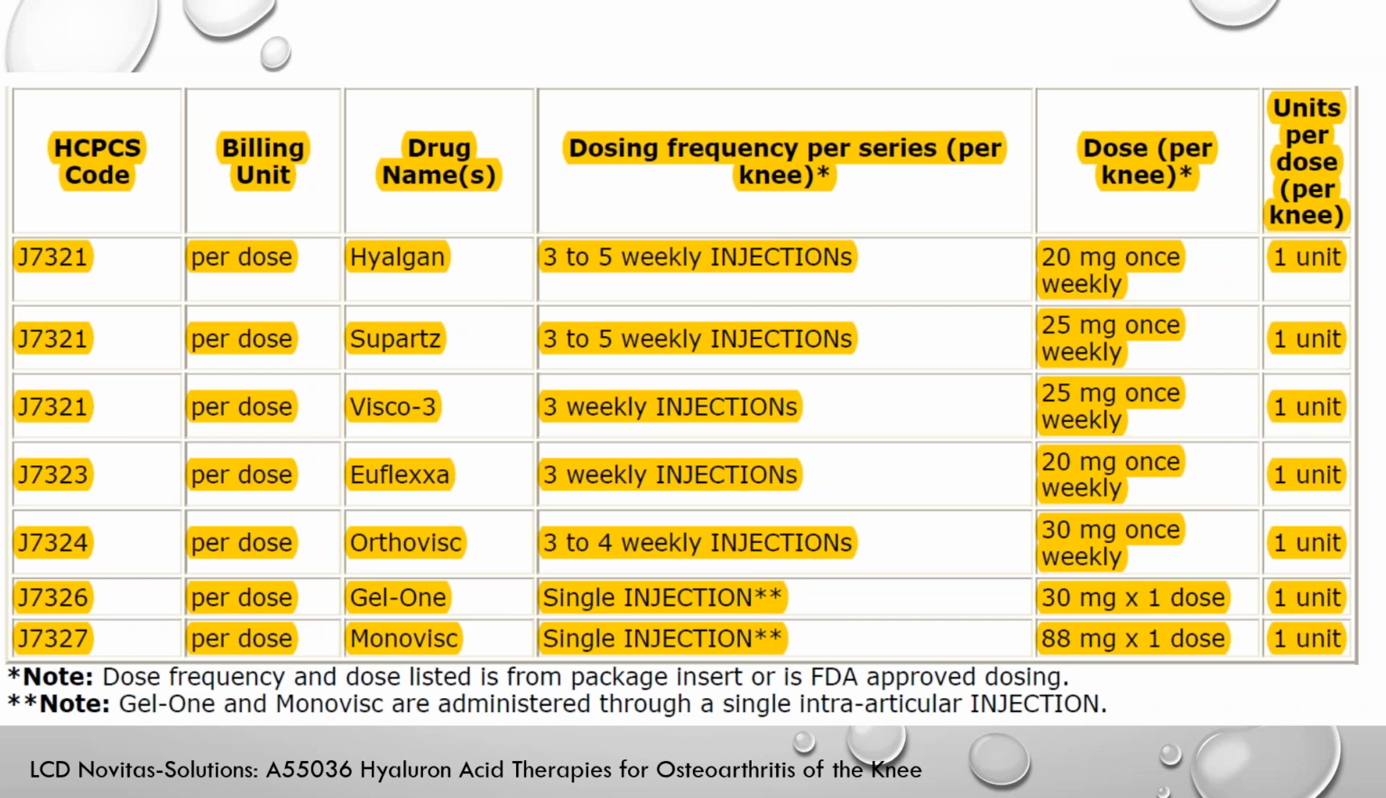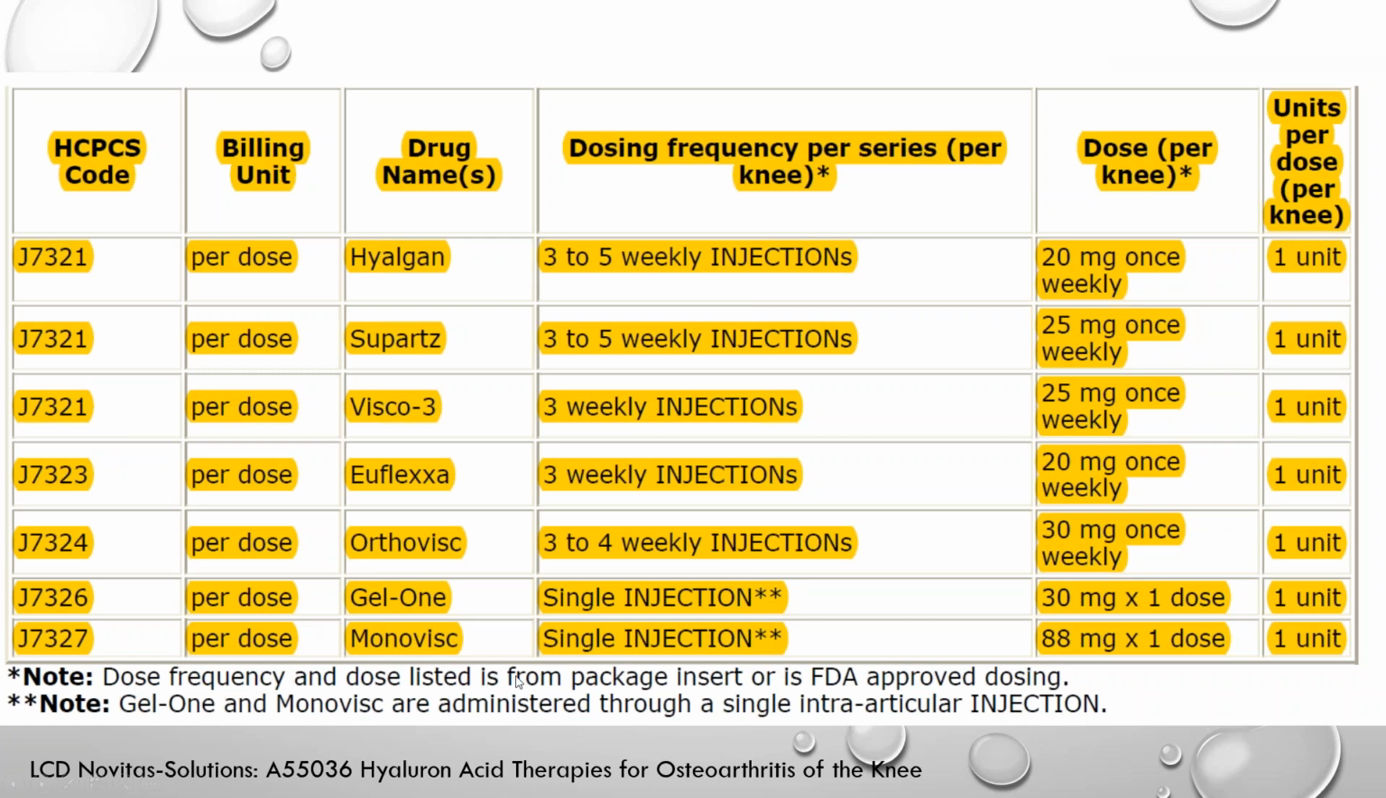It goes by the drug itself. If it's Hyalgan, it's 3 to 5 weekly injections. If you're doing Monovisc, it's a single injection. Of course, the difference is that Monovisc is a much higher dollar injectable material, so it costs more, so the procedure is going to be more than if you're doing a Hyalgan injection once a week for 5 weeks.